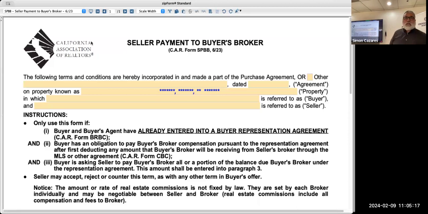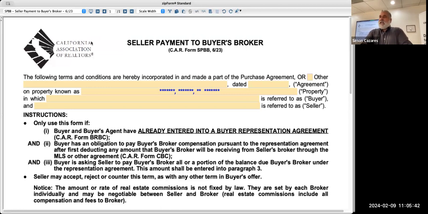All right, seller payment to buyer broker. If you do have a buyer representation agreement signed and executed, and you do put 3G, then you're going to get this populated. This automatically should populate as part of the required disclosures. It's pretty self-explanatory, right?